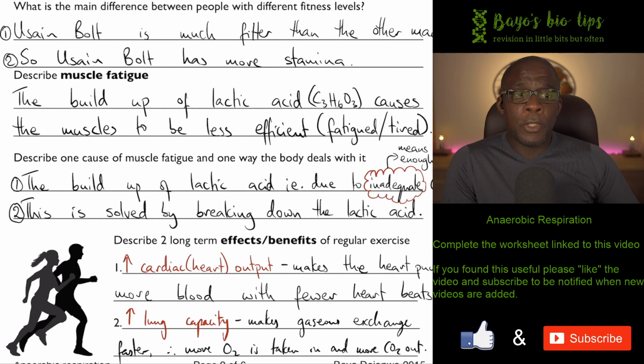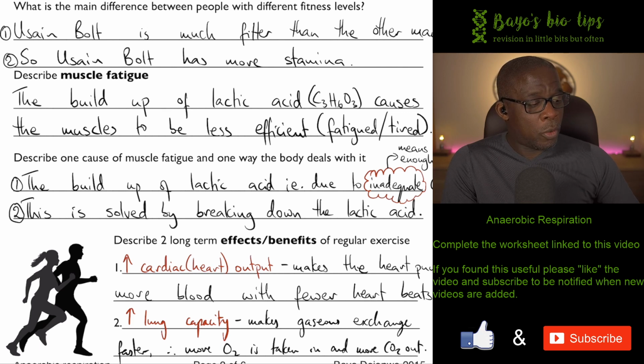You end up with something called muscle fatigue. What is muscle fatigue? Muscle fatigue occurs when lactic acid builds up in the muscles and the muscles can't contract as quickly. You end up sometimes with a cramp. And the reason why is because the lactic acid builds up in between the muscle fibers and the muscle can't contract as quickly.